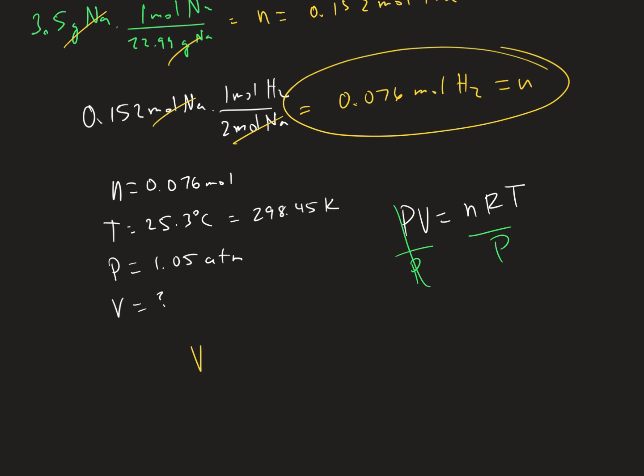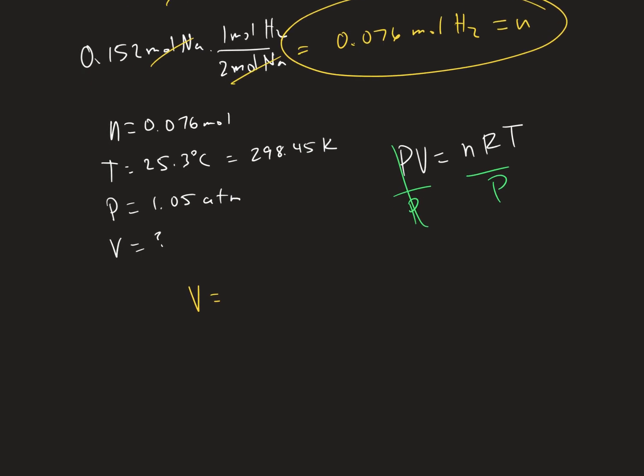So we get V is equal to 0.076 moles times R, which is 0.0821 atm liters per mole Kelvin. And don't try to memorize that right now, guys. Use your reference sheet, so that you make sure you get them in the right order, okay?